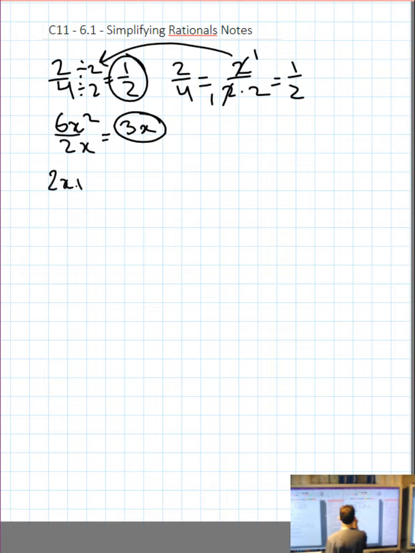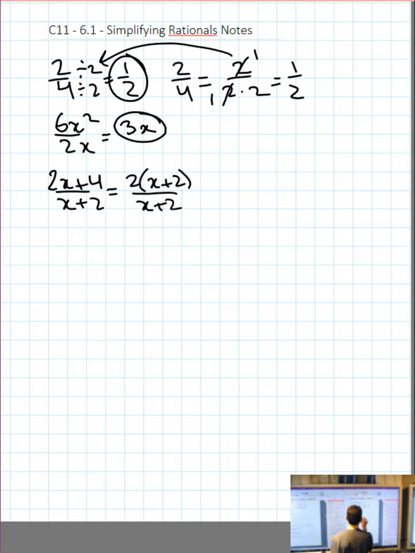Okay, 2x plus 4 over x plus 2. Well, we have to factor it. So we get 2 open bracket x plus 2 over x plus 2. Now, because these are identical, I can simplify them. Just 2. Pick an x value, put it into the question, put it into the answer, and make sure it's correct for all of them.